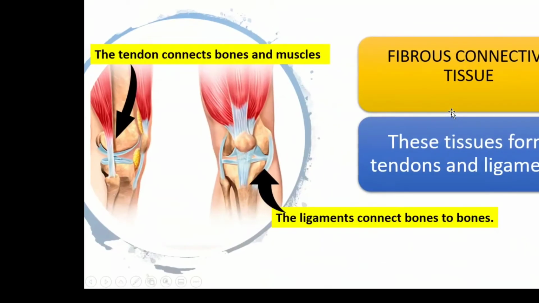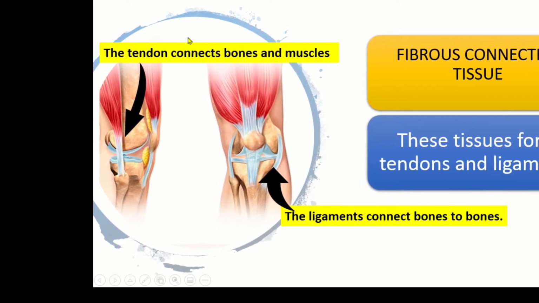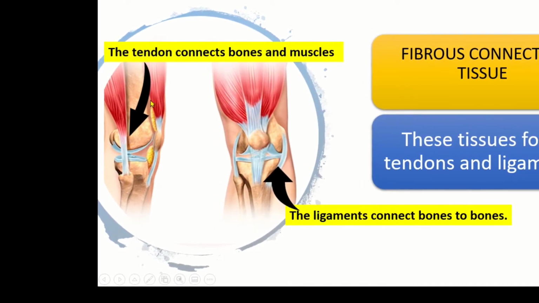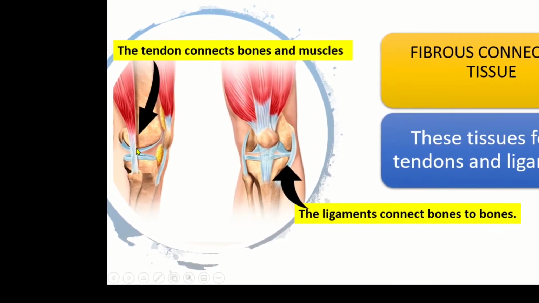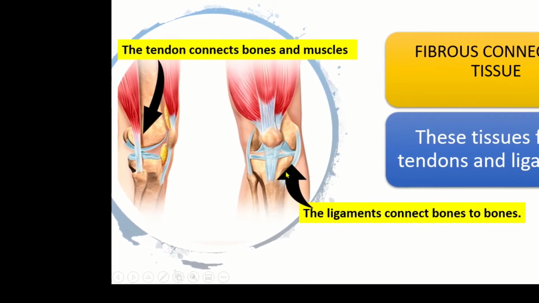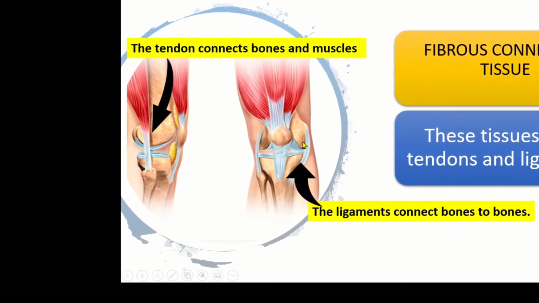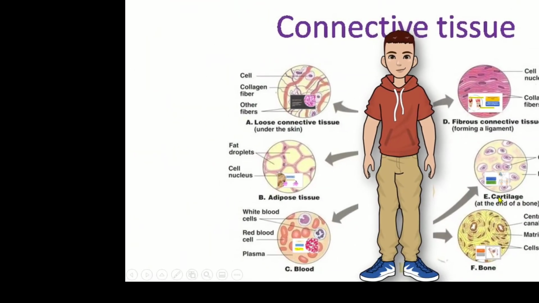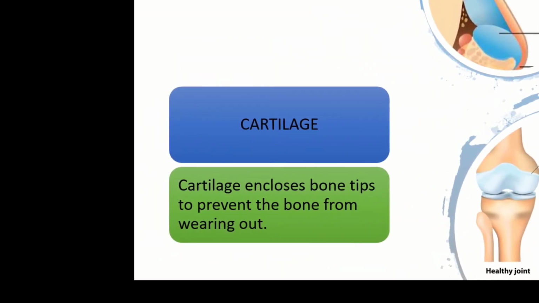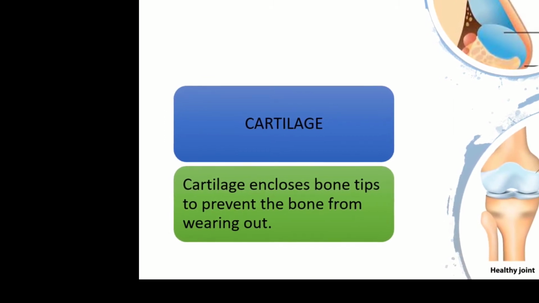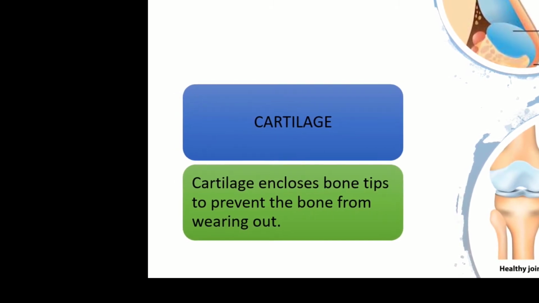Fibrous connective tissue consists of tissue that forms the tendon and ligament. The tendon connects the bone to the muscle. Here is the muscle, right? And here are the bones. So this is the tendon. Meanwhile, the ligament connects the bones to the bones. Next one is cartilage. It encloses bone tips to prevent the bone from wearing out. Examples of cartilage are at the tip of your nose and also at the knee joint.